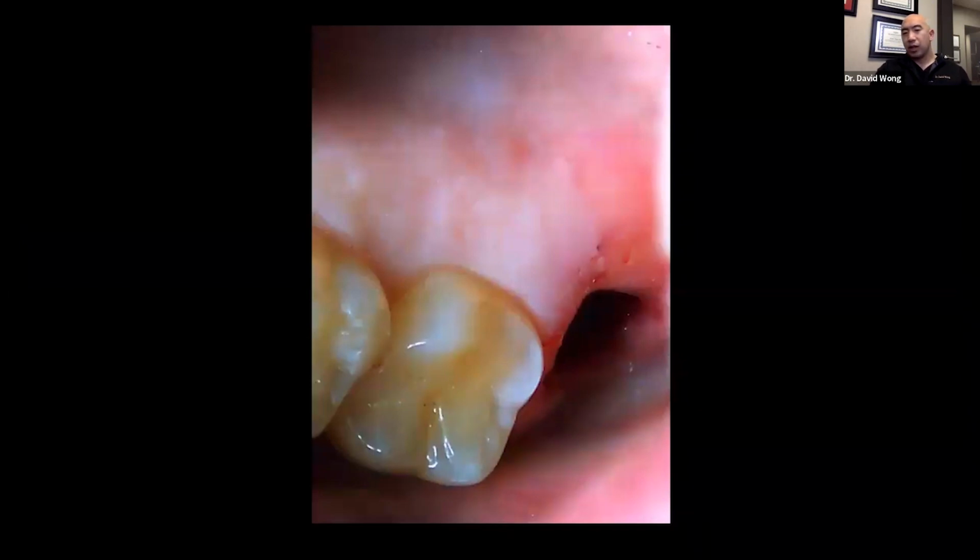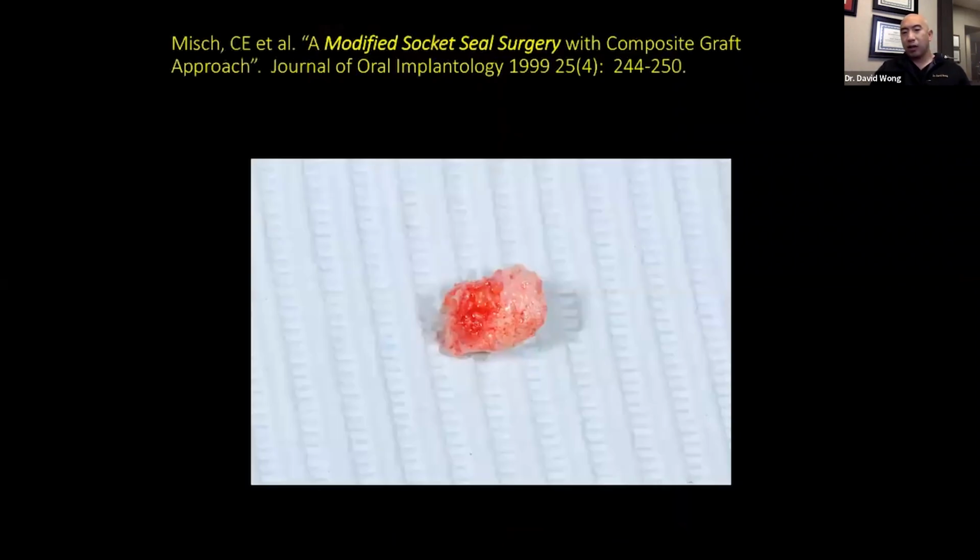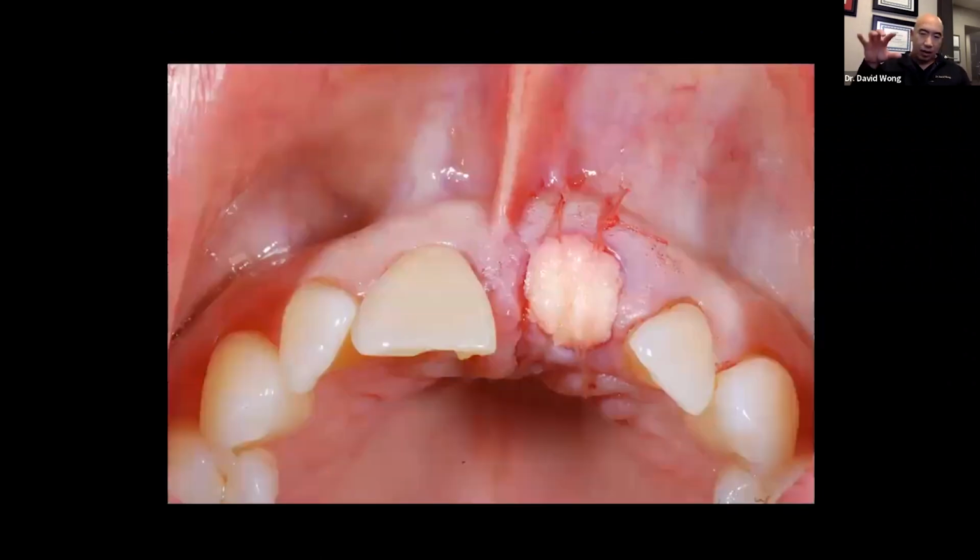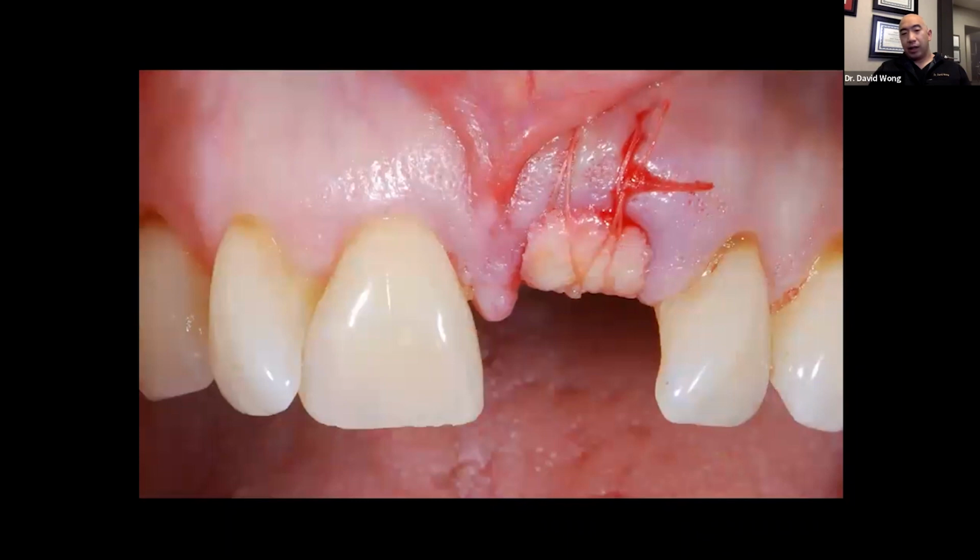So for this, we selected a tuberosity graft, a bit of a composite graft, what we call a modified socket seal graft, in which case we take this chunk of tissue and bone from the maxillary tuberosity, and you're going to notice half of it is bone and the other half is soft tissue. All I do is plug the coronal part of the socket with this graft. I'm going to show you guys this case over and over because there are so many different nuances to it. Then you just secure it with a suture and let it heal up.